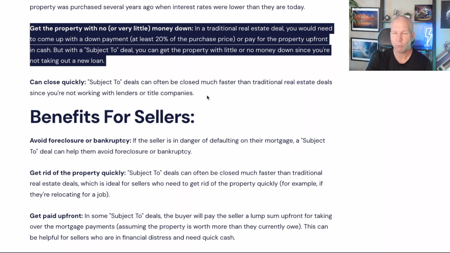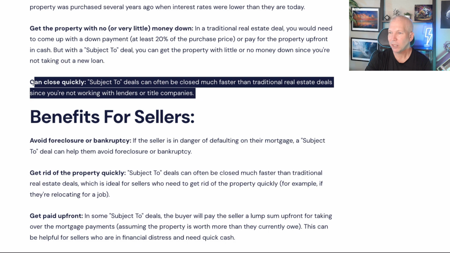You can usually wrap the property if you need to with seller financing on the back with a second or third, like we already spoke about. And then you can close extremely quickly. I've closed subject to deals in as little as, I think, 2 to 3 days. It's just basically a grant deed that you're recording. You can go through escrow. You can get title insurance if you'd like to, but you don't need to do any of this.